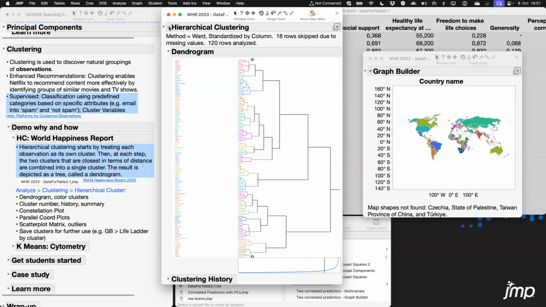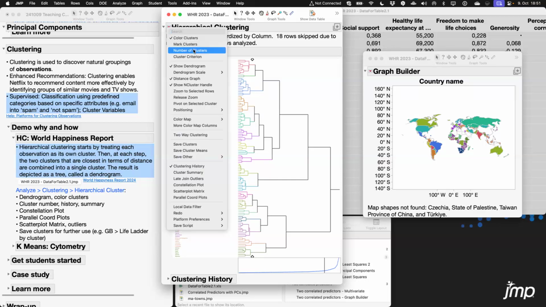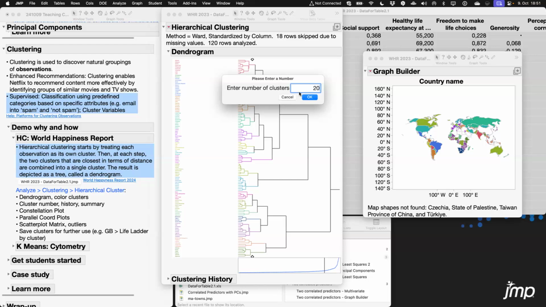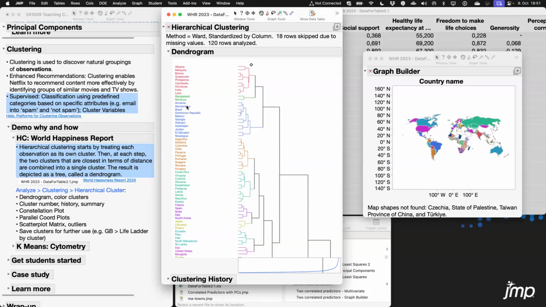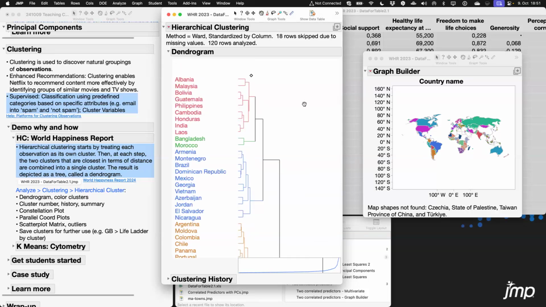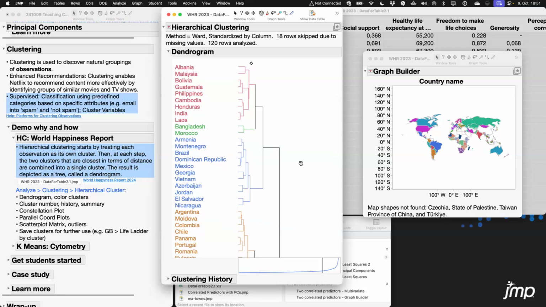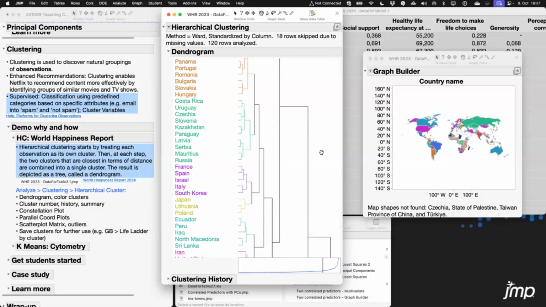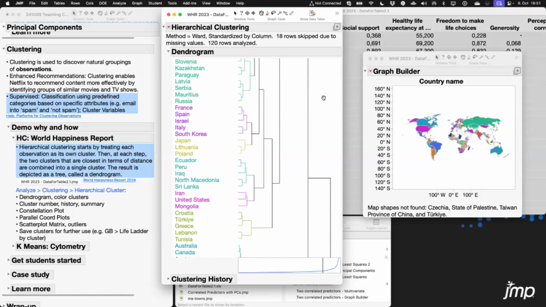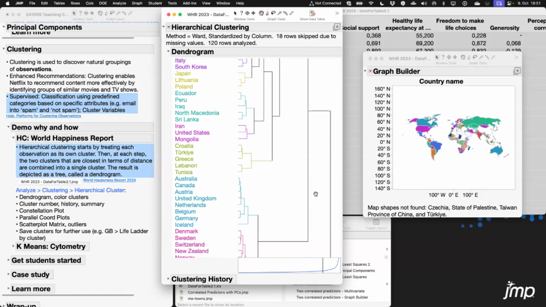I can also set the number of clusters maybe to 20, and then click OK. I can zoom in and see what we have here. We have Bangladesh and Morocco in one cluster. We also have France and Spain in one cluster.